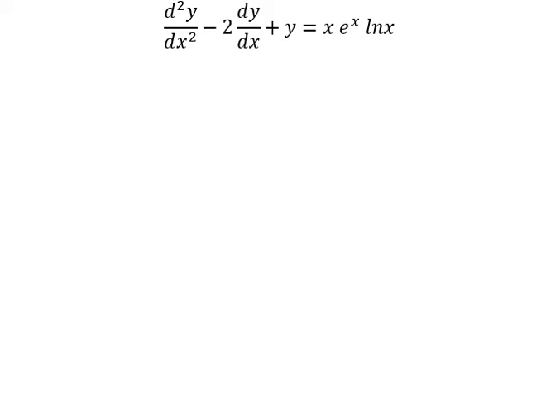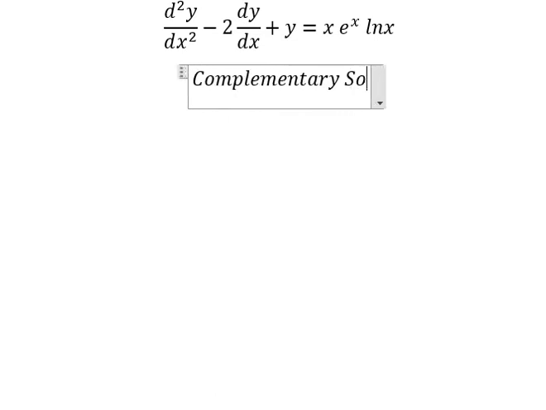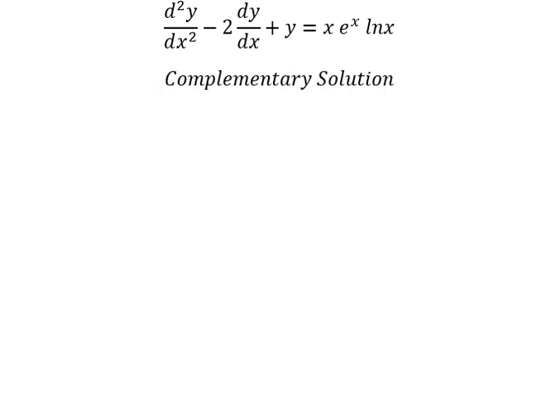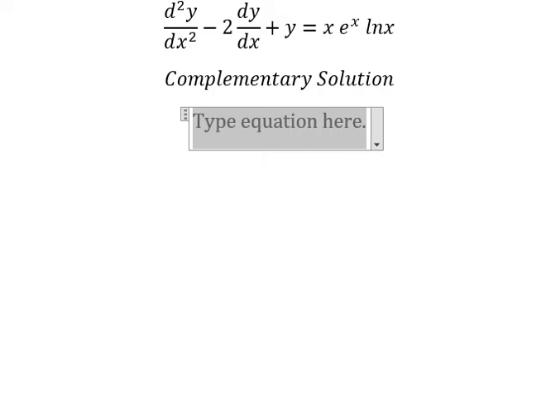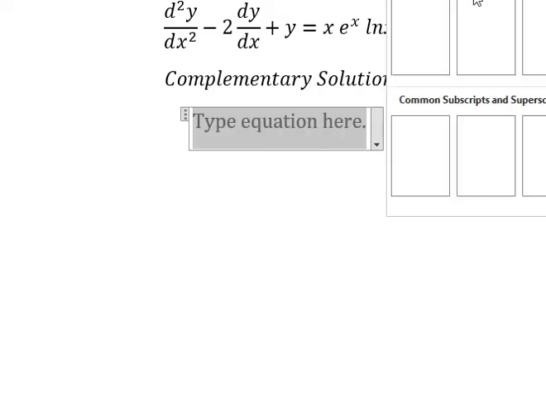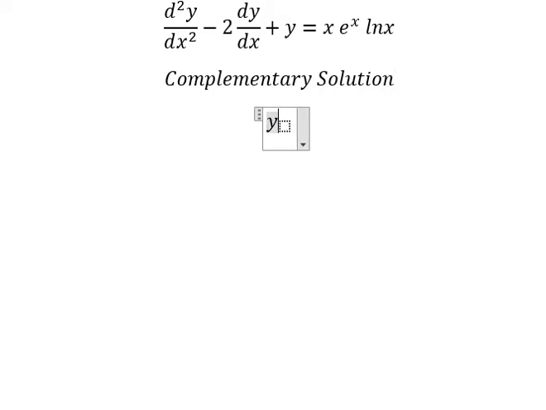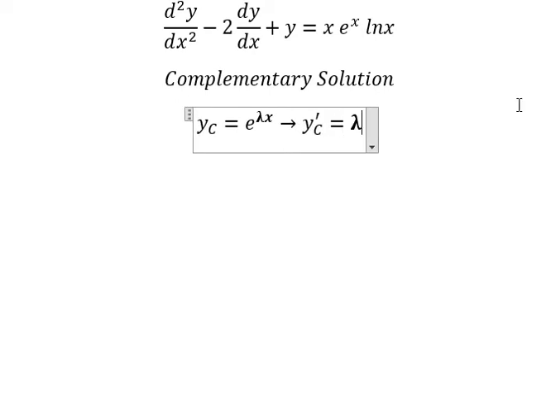First, we need to find the complementary solution. So I will put yc equals e to the power of lambda s. Later, we do the first derivative of this one. We have lambda e to the power of lambda s.